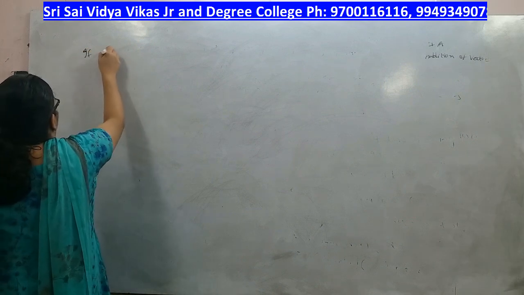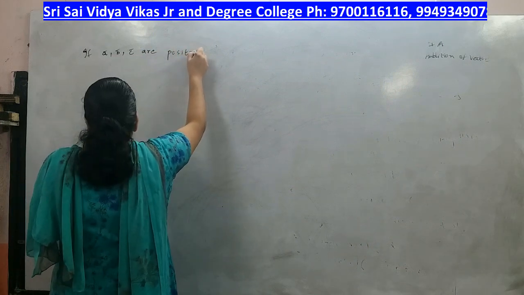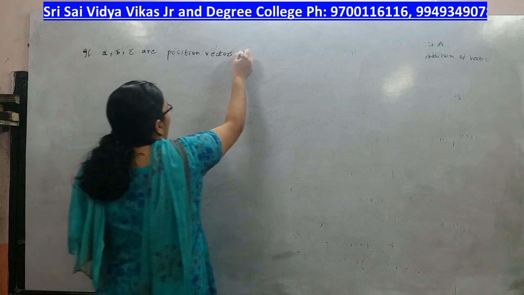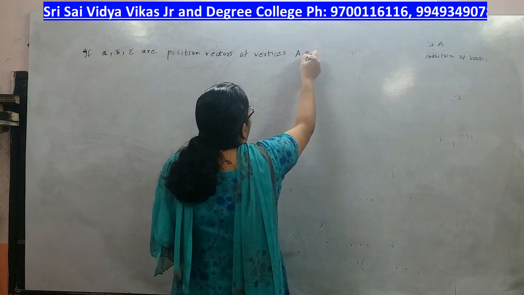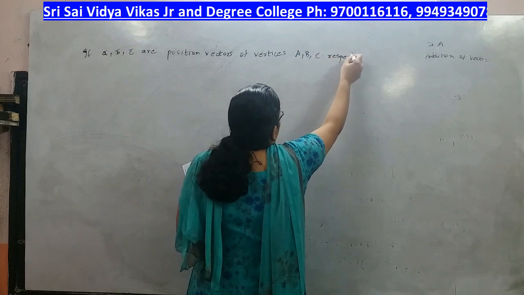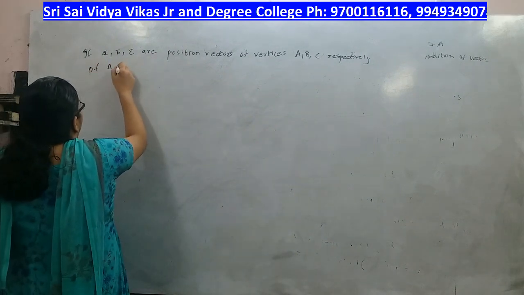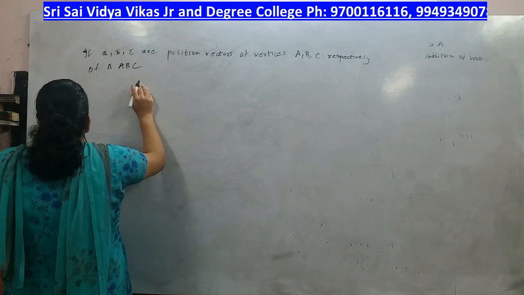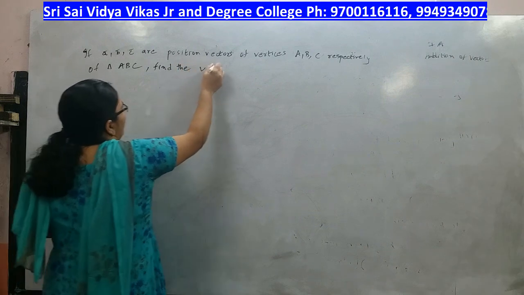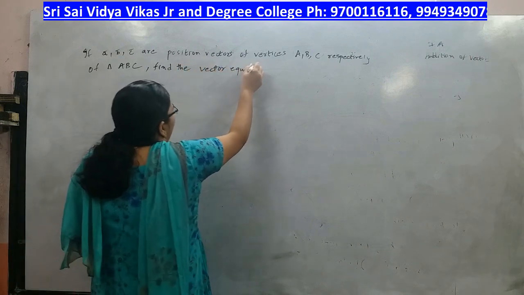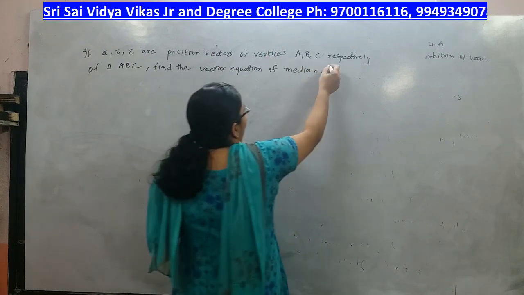If A, B, C are position vectors of vertices A, B, C respectively of triangle ABC, find the vector equation of the median through A.